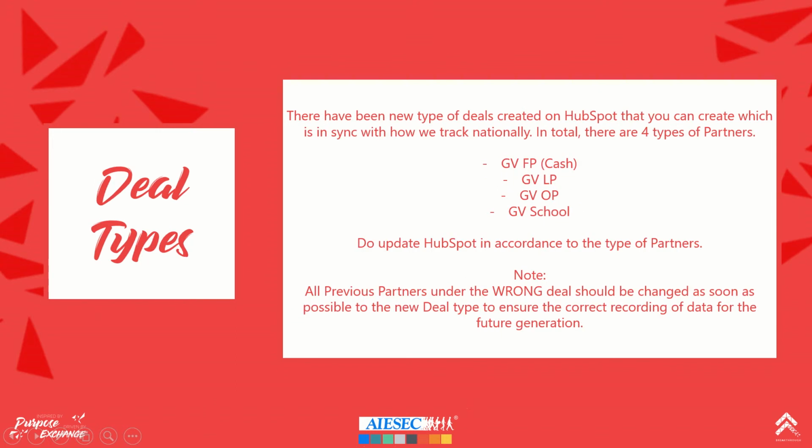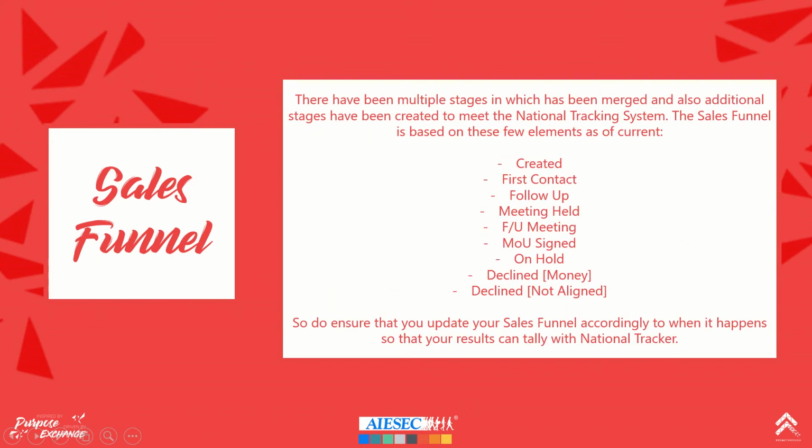So do ensure that you update your sales funnel accordingly when it happens, so that your results can tally with the national tracker. Currently under PD, the national tracker works like this: lead generation, lead contact, follow-up, meeting held, follow-up meeting, and MOU signed. So these 5 stages are directly in sync. Please make sure every time you create a company, you create a deal as well, and you update accordingly, so that process time can be tracked. Make sure you follow through the system, okay?